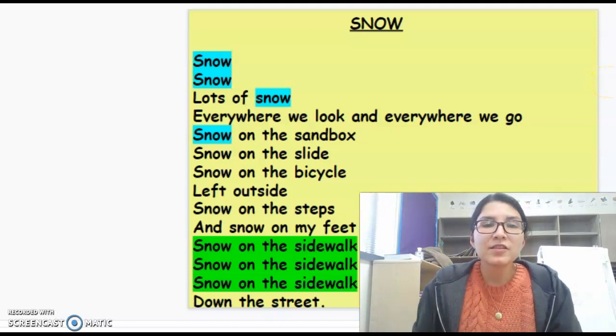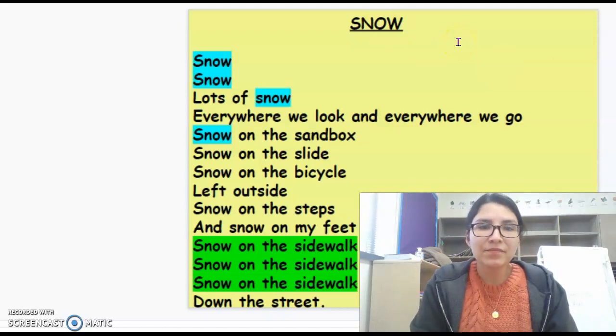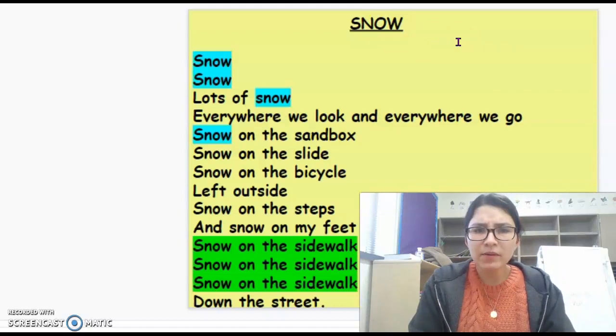Okay. Snow. This is the title. Snow, snow, lots of snow, everywhere we look and everywhere we go. Snow on the sandbox, snow on the slide. Snow on the bicycle, left outside. Snow on the steps, and snow on my feet. Snow on the sidewalk, snow on the sidewalk, snow on the sidewalk, down the street.